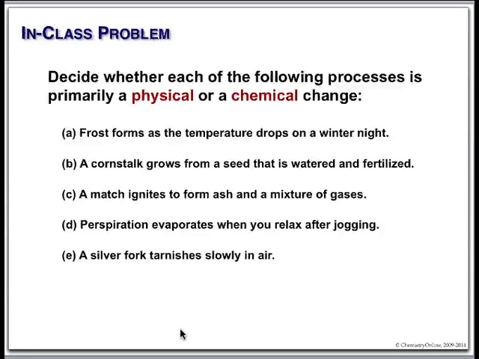Fortunately, we're not to the point where frost is forming yet, but it feels like it's going to come. When frost forms, you take water from the gas phase and convert it directly into the solid phase. That's what frost is. But it's still water, isn't it? This is a simple physical change.